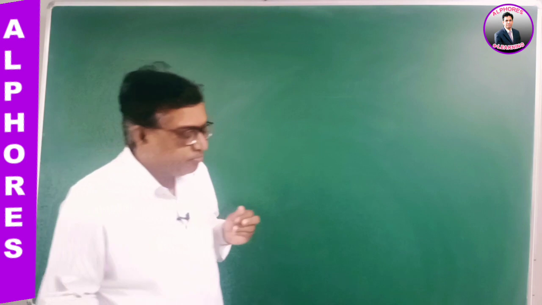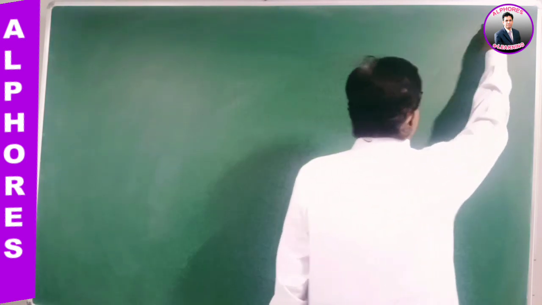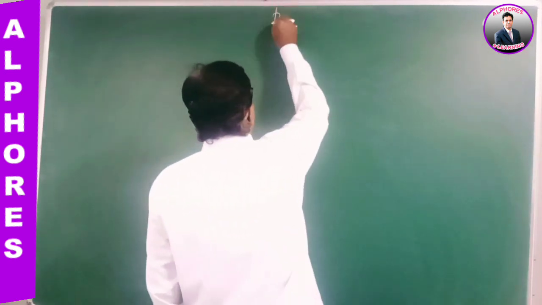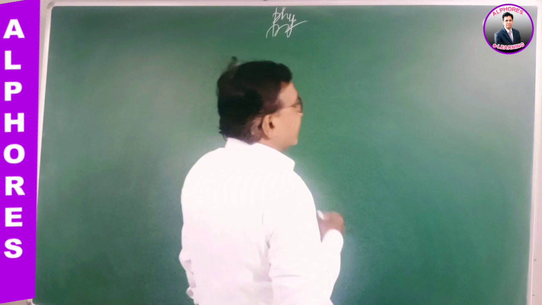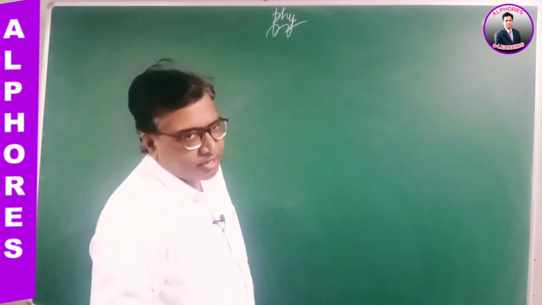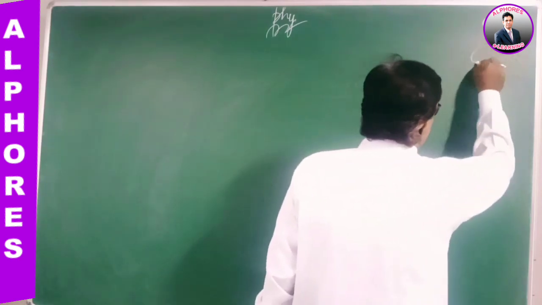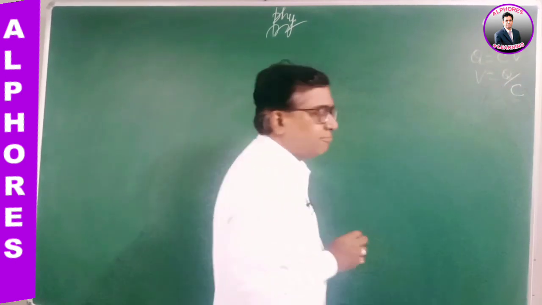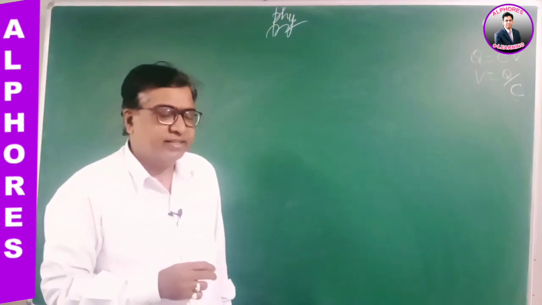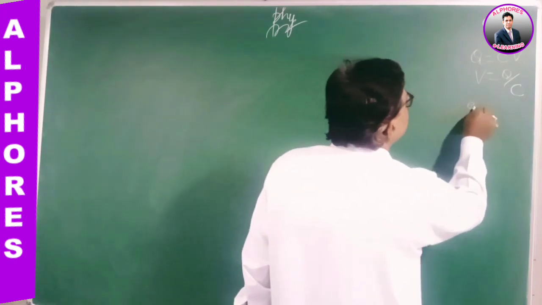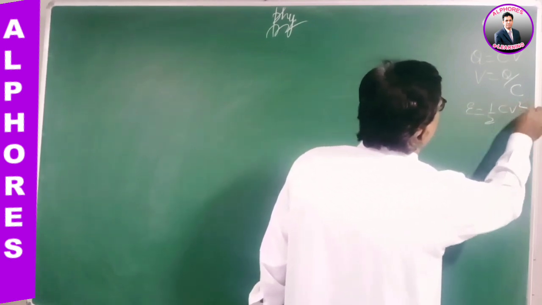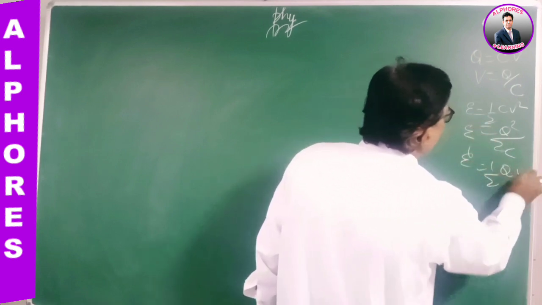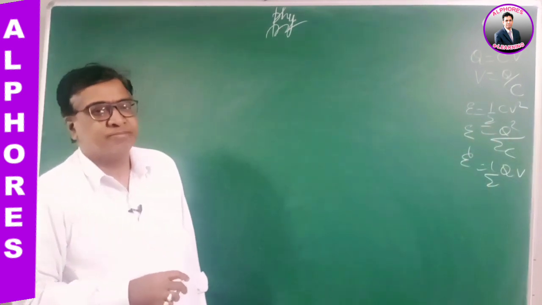Okay, so we know the capacity of a capacitor C is equal to Q by V, where Q is the charge stored and V is the potential, or Q is CV, or V is equal to Q by C. Then the energy stored in a capacitor E is equal to half CV square, or Q square by 2C, or half QV. The energy stored in a capacitor is like this, right?